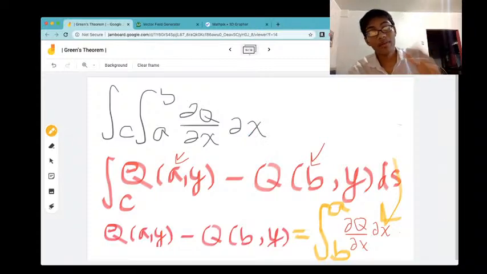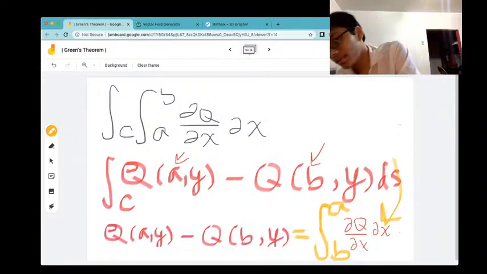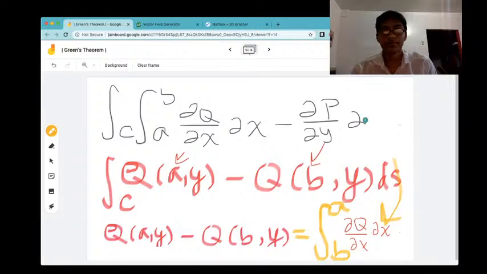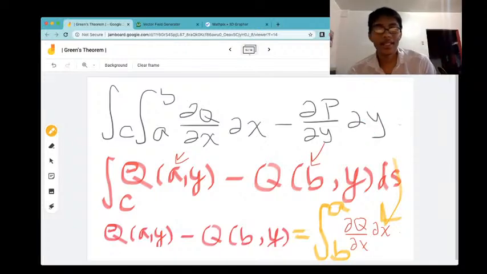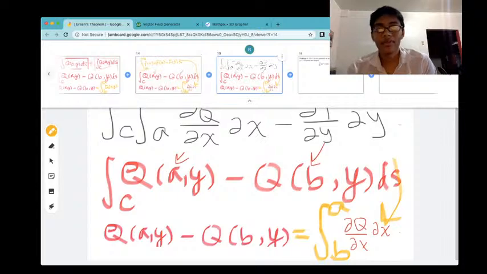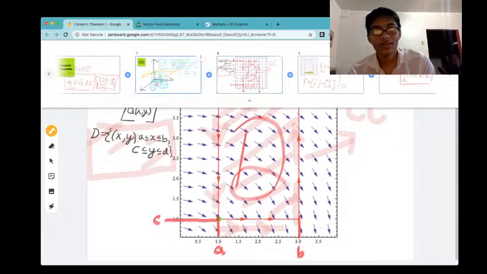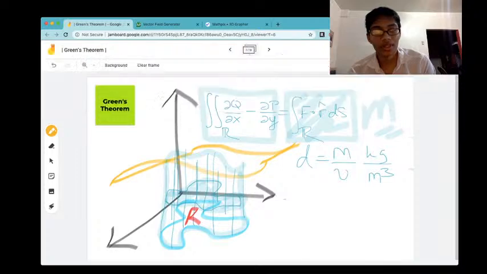But then remember, we also had that second part, when we were going to subtract partial p partial y partial y. And hey, doesn't that look a lot like Green's theorem? Let's go back and see what Green's theorem originally stated. We had partial q partial x minus partial p partial y.